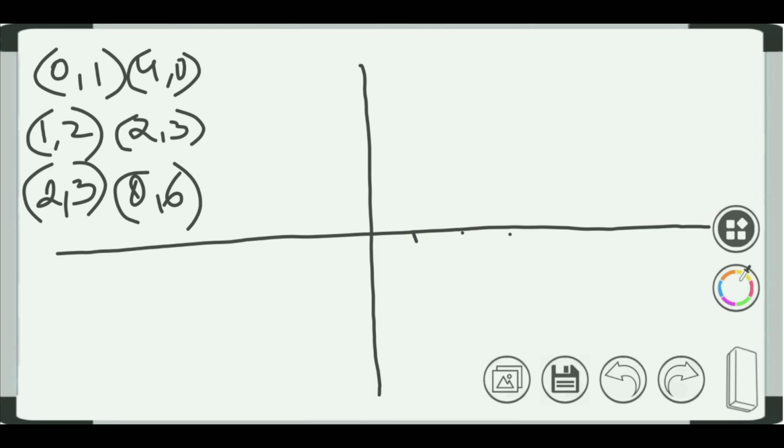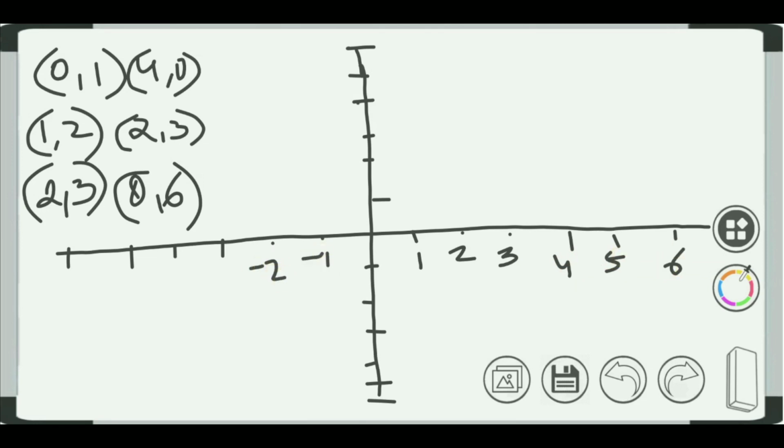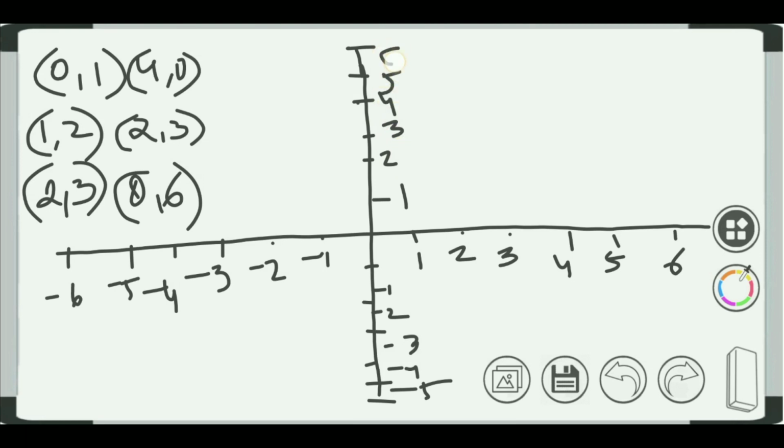1, 2, 3, 4, 5, 6, 1, 2, 3, 4, 5, 6, 1, 2, 3, 4, 5, 6, 1, 2, 3, 4, 5, 6, minus 1, minus 2, minus 3, minus 4, minus 5, minus 6, minus 1, minus 2, minus 3, 1, 2, 3, 4, 5, 6.